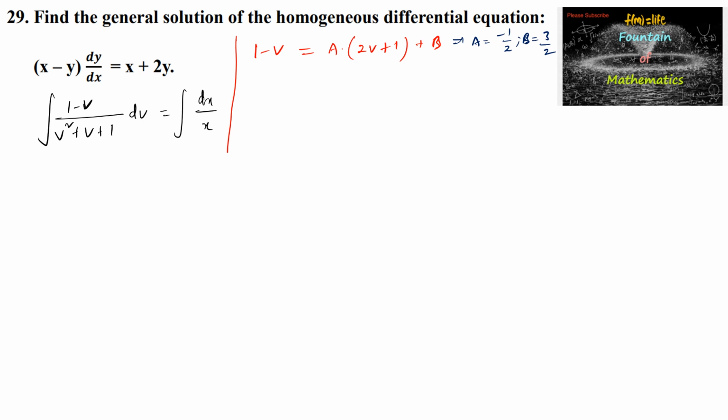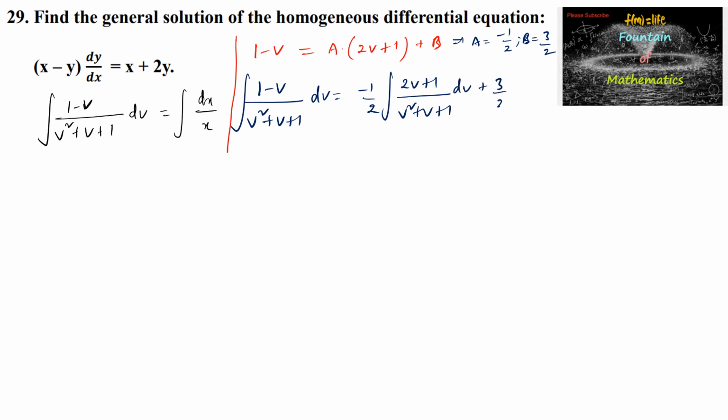And now the integral of (1 minus v) upon (v square plus v plus 1) dv, we can write as: a value is minus 1 by 2. So minus 1 by 2 integral (2v plus 1) upon (v square plus v plus 1) dv, and constant b is equal to 3 by 2. So plus 3 by 2 times integral 1 upon (v square plus v plus 1) dv.